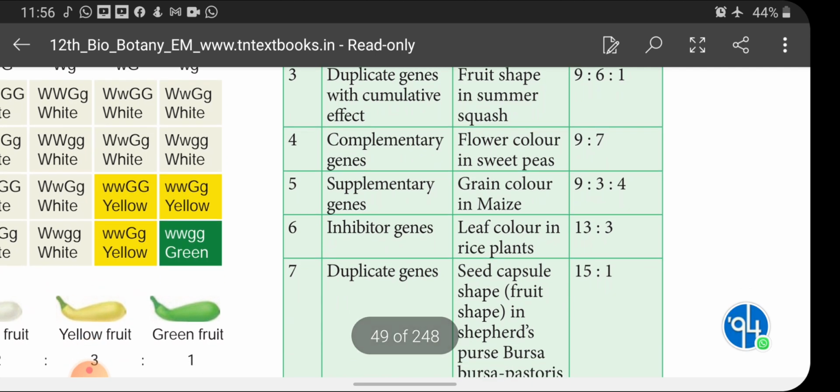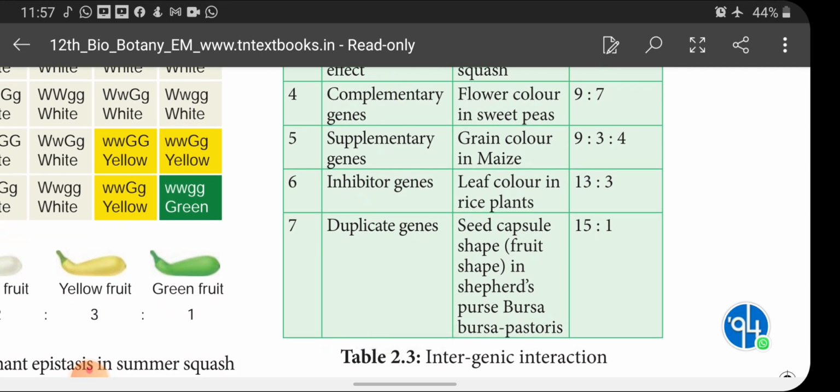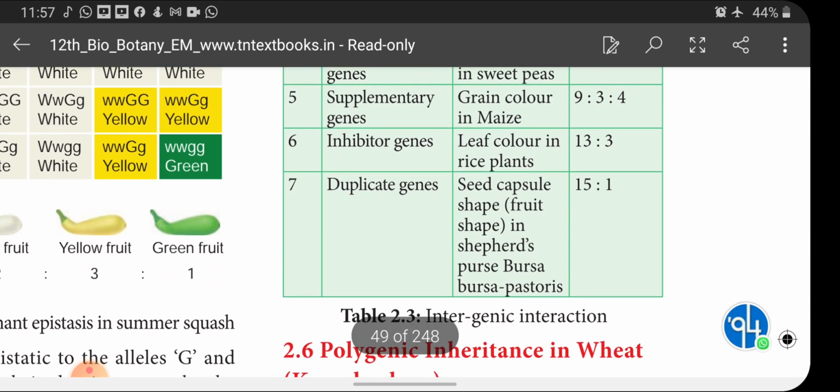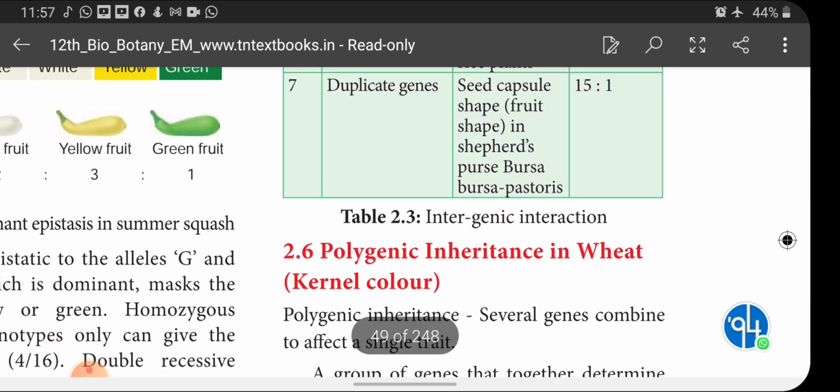9:6:1. Complementary gene. Example for complementary gene, flower color in sweet peas, and its F2 ratio is 9:7. Supplementary genes, grain color in maize, and its F2 ratio 9:3:4. Inhibitor gene, leaf color in rice plants, and its ratio 13:3. Duplicate gene, seed capsule shape in shepherd's purse, Bursa pastoris, and its F2 ratio is 15:1.